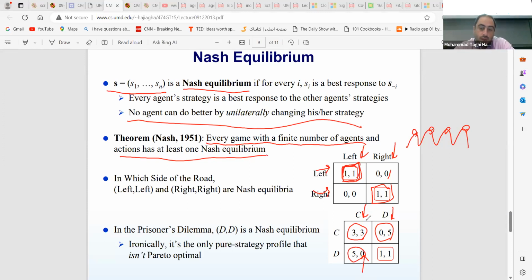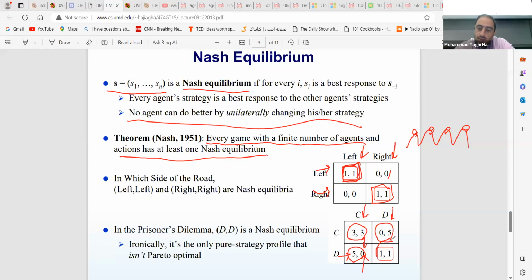Let's consider this one. If this person is doing 0, then this guy is not changing his strategy. However, this should be checked from both sides. If this person is doing 5, then this person can change from C to D and get 1. So it should be checked from both sides.